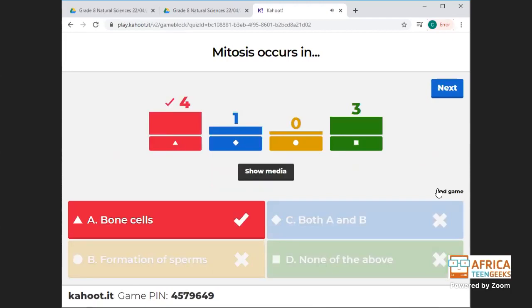Bone cells. Four of us got it correct. We have one answer which says both C and B, and three say B, the formation of sperms. Okay, let's see our group chat if we have any answers in there.